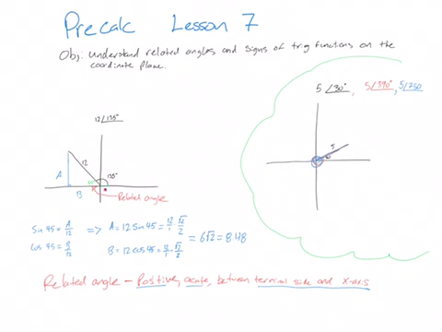What you need to remember here is this length A is going to be a positive length, whereas this length B is going to be a negative length in our coordinate plane because it's on the negative x-axis. So that's why it needs to be negative.